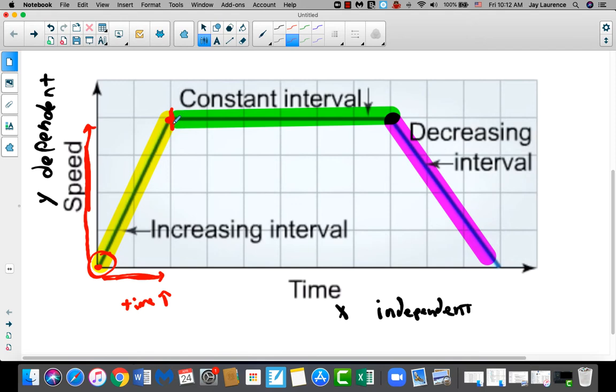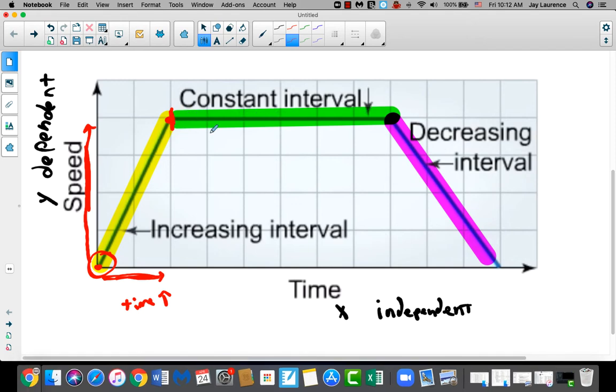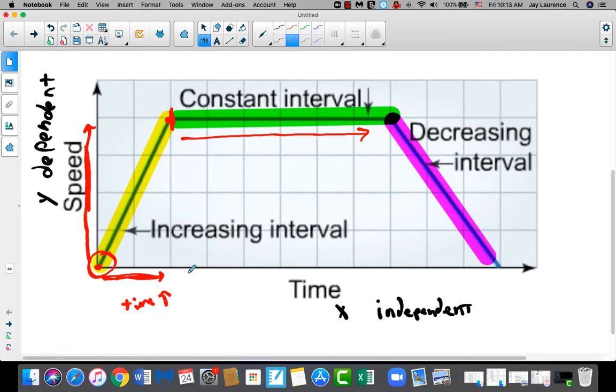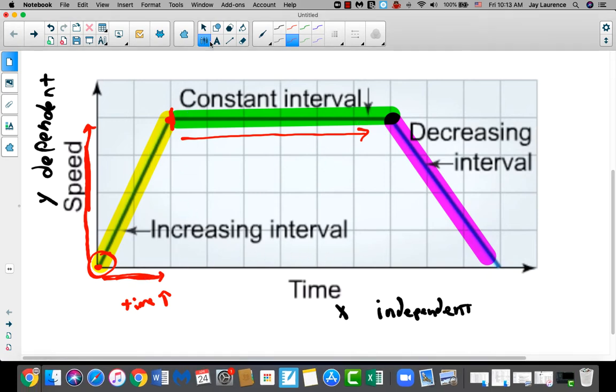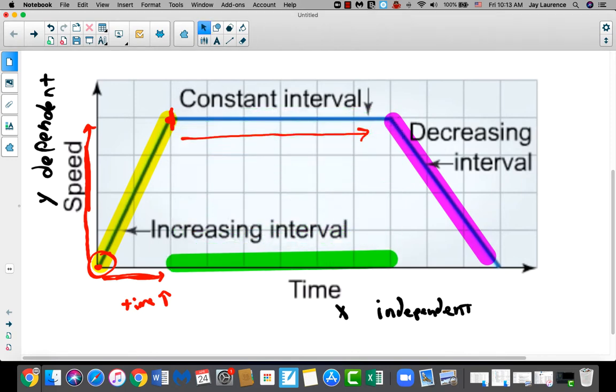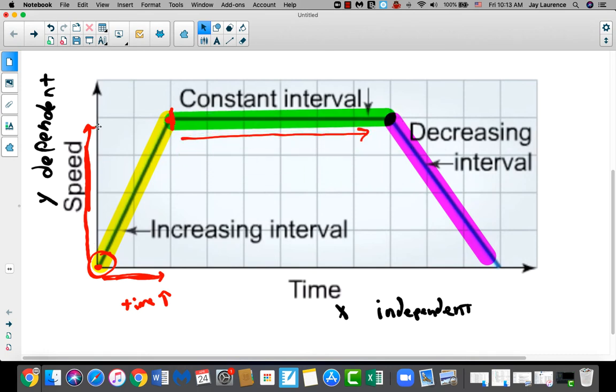Now here, time is still increasing, right? Time is still increasing. But the speed is not changing. It's constant. That's why this is a constant interval. It's not 0 because this is not down on the x-axis. If this segment was on the x-axis, well, yeah, then she wouldn't be moving. She'd be standing still if it were down here. But it's not. It's up here. And this is not 0.